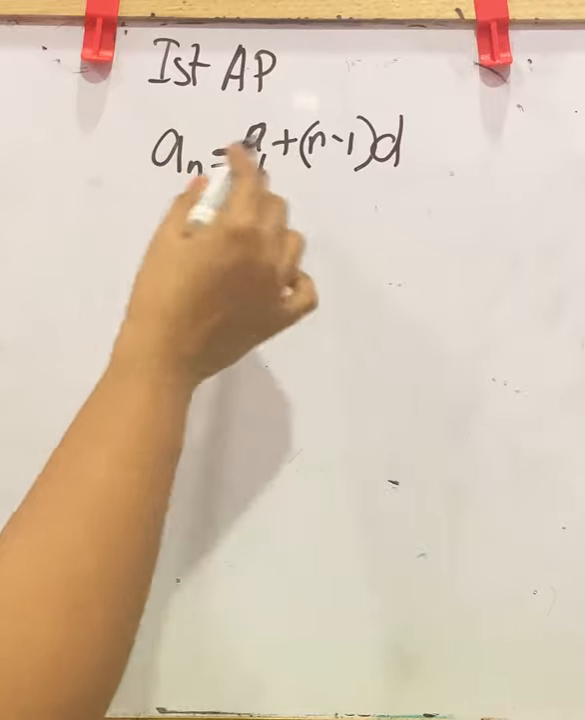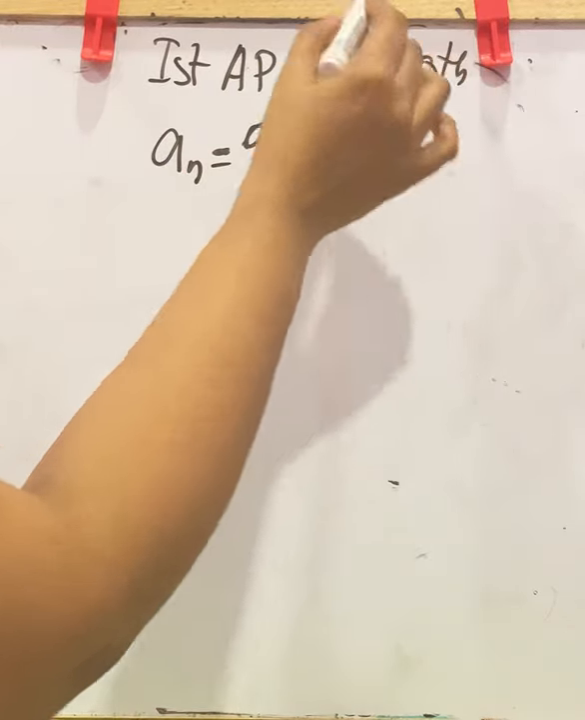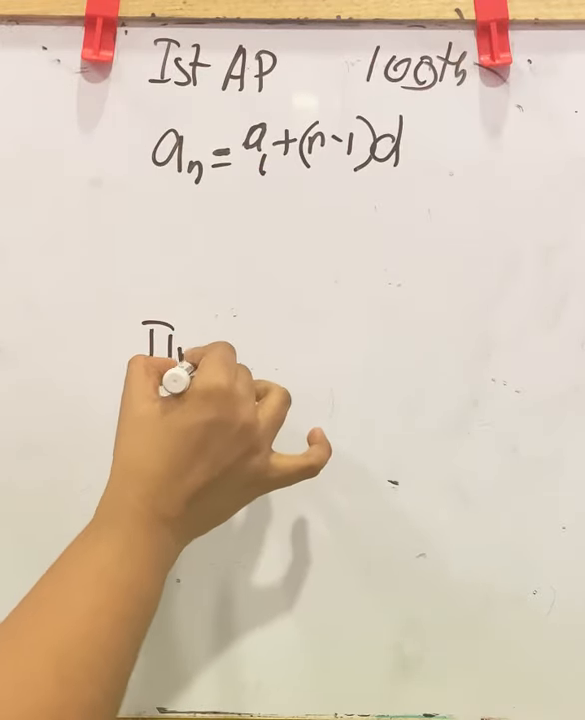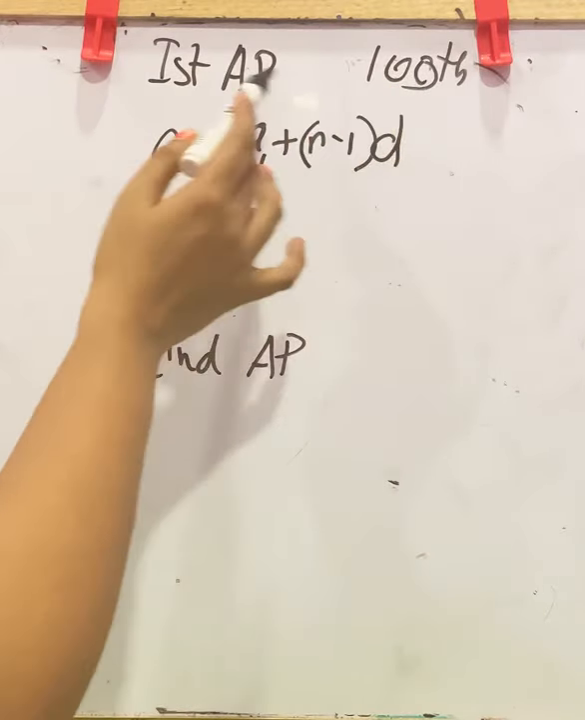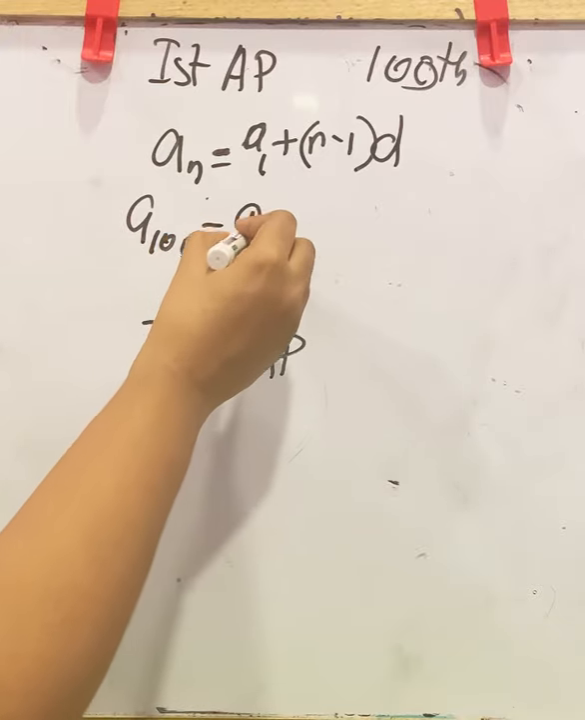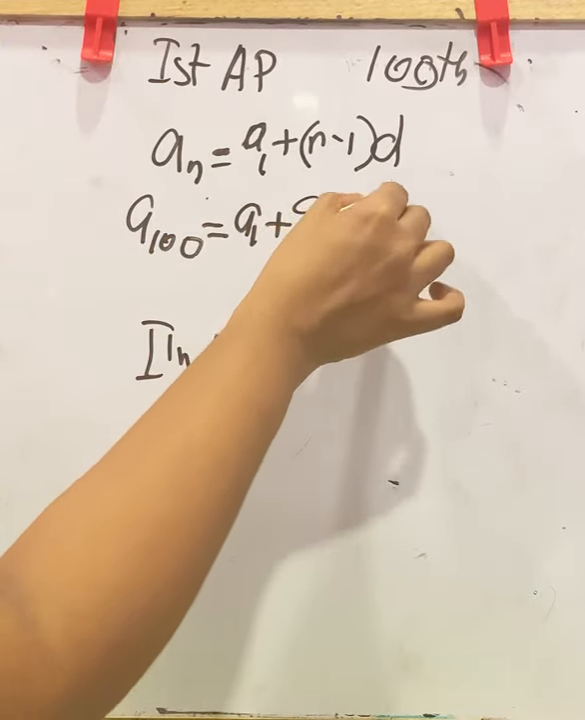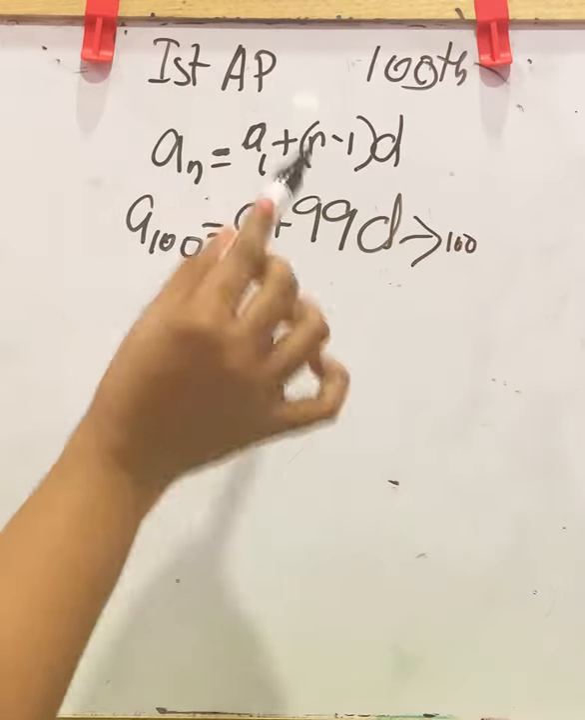Here for this first AP, we have to find the 100th term because we are talking about the 100th term of two APs. This is the second AP. Let it be there. So first we will find the 100th term of first AP. A100 equals A1 plus (100 minus 1), that is 99D. This is the 100th term of first AP.